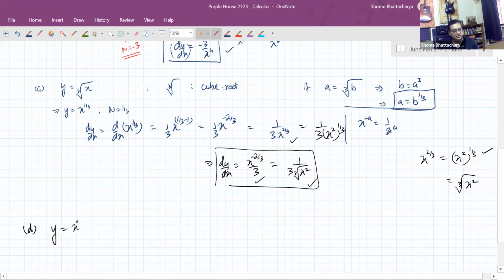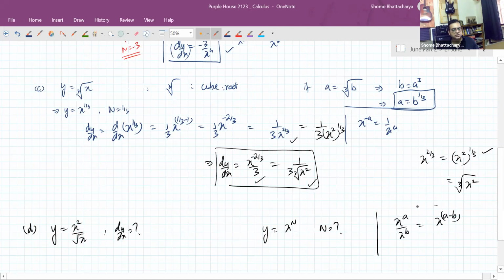So y is expressed as x square divided by root x. We want to find dy by dx. So firstly, we'll have to express y as x to the power some n. We have to understand what n is. So here, which principle will we use? We'll use the division rule. We'll use this one, that x to the power a divided by x to the power b can be expressed as x to the power a minus b. Use this law over here to express this as some power of x.